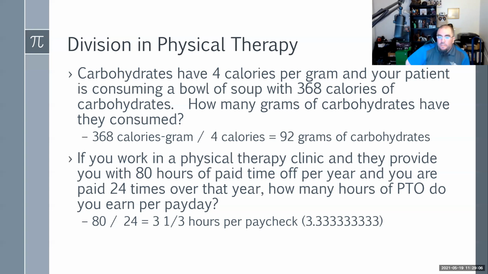So if you work in physical therapy and they provide you with 80 hours of paid time off per year, and you're paid 24 times over that year, how much PTO do you earn per payday? Well, in this case, you earn about 3.33 hours per paycheck, repeating, right? So that tells you how many hours you earn. That's a really important one for a lot of people, calculating how much PTO you're going to earn per paycheck, because we always want to know when we're ready to take vacation.